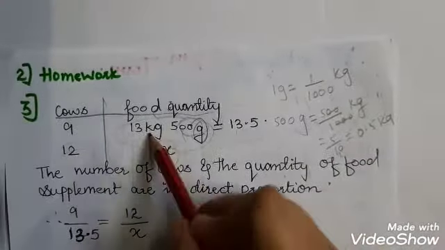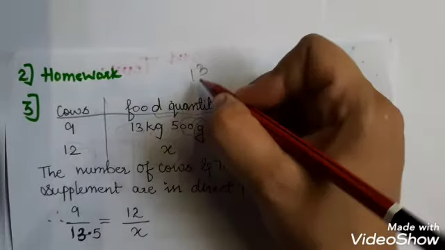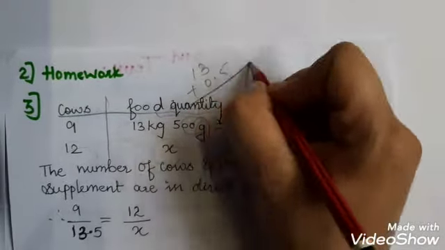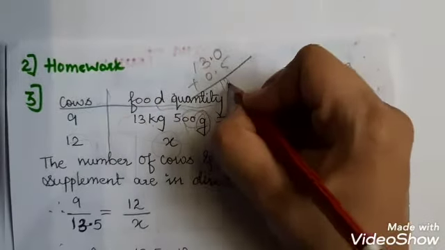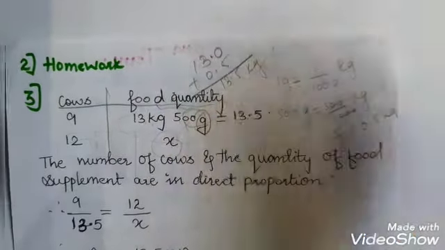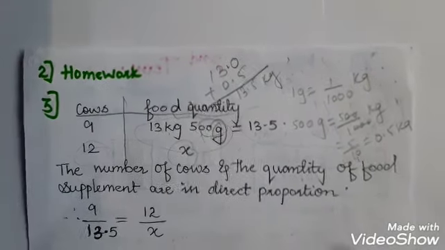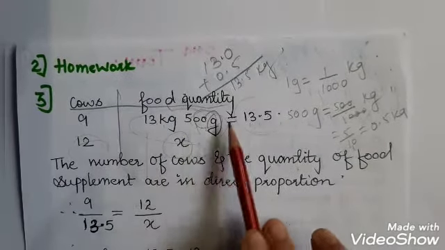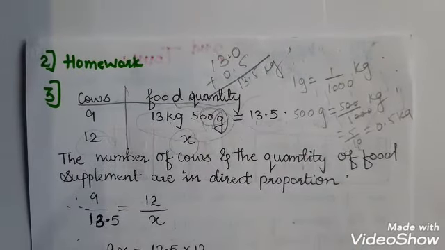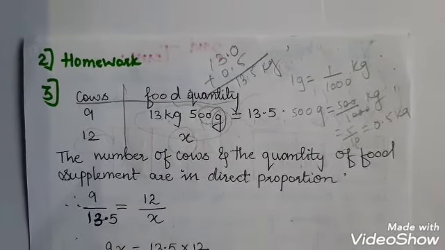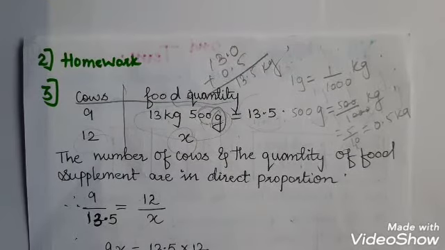Now 13 kg plus 0.5 kg. Here there is no point, so I put a point and add a 0. So that is 13.5 kg. Okay, so I got this 13 kg 500 grams as 13.5. Then next, in the same proportion, how much will be needed for 12 cows?